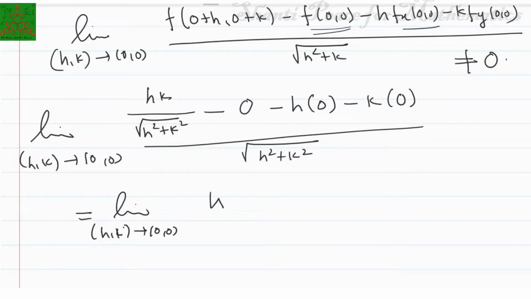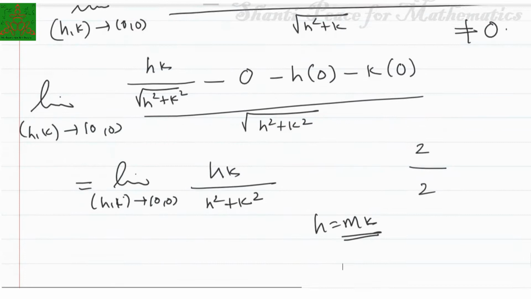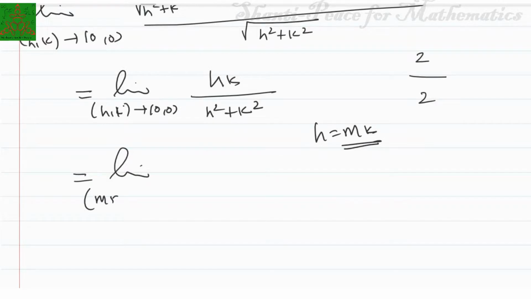This is hk upon square root of h square plus k square. This is the quantity. I just compare the powers in the numerator and the denominator. The numerator has power 2 and the denominator also has power 2. So that means you choose your path h is equal to mk. If you choose this path h is equal to mk, this limit does not exist. So if it does not exist, that means it is not 0. So let this limit be taken along mk comma k tends to 0 0.